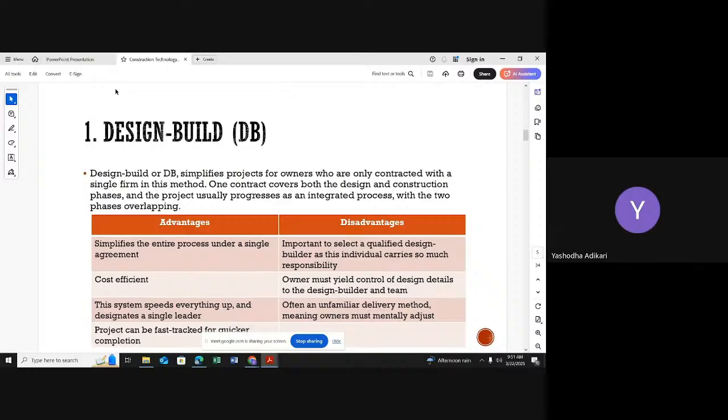Imagine if I found a person, a company, that is doing the design part and the construction part both.